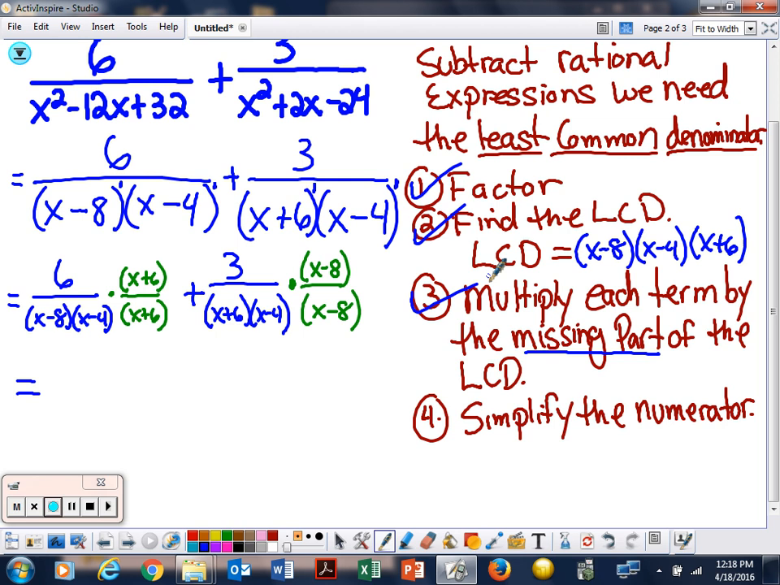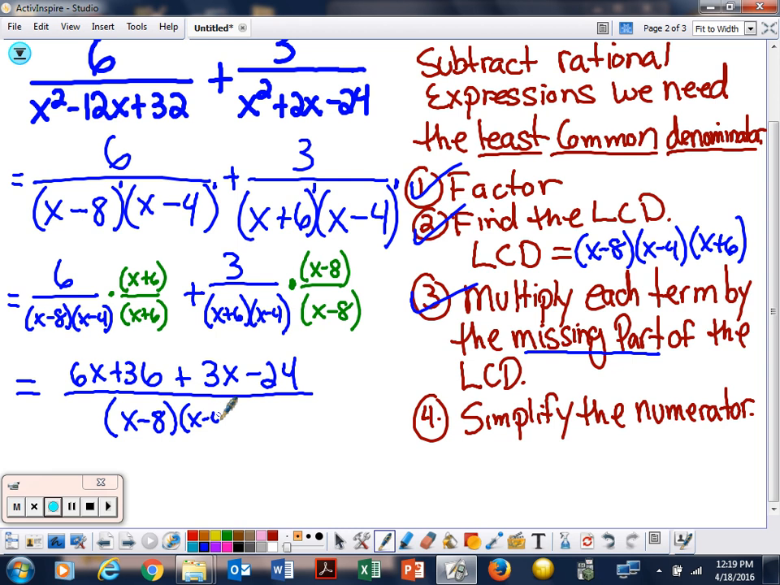Now, simplify the numerator. All right, so here we go. So the numerator is 6 times x plus 6. So that becomes 6x plus 36. And then over here, again, we've got a plus sign here. Plus 3 times x is 3x. 3 times the minus 8 is minus 24. That's my numerator. The denominator is the x minus 8 times the x minus 4 times the x plus 6. Remember, in order to add or subtract, you have to have common denominators.